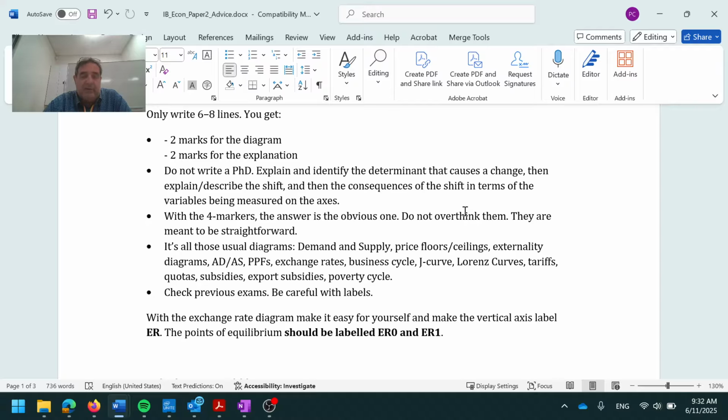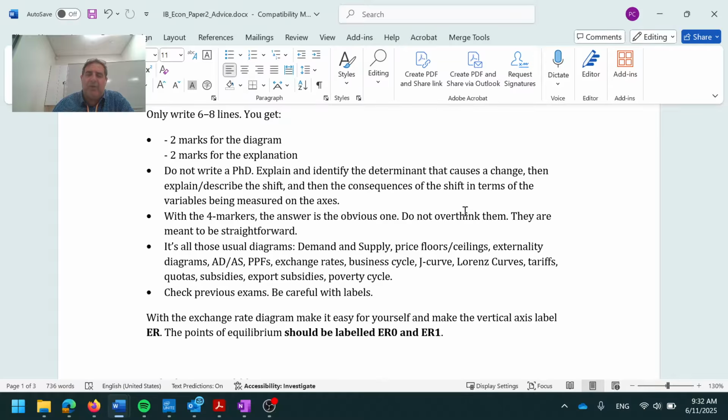The bullet point there says just check previous exams, so I would go run through all the previous exams and see the type of questions and diagrams they've been using. They're pretty familiar to you by now, but just do a quick check. Make sure you're really careful with labels. Get the right labelling correct.